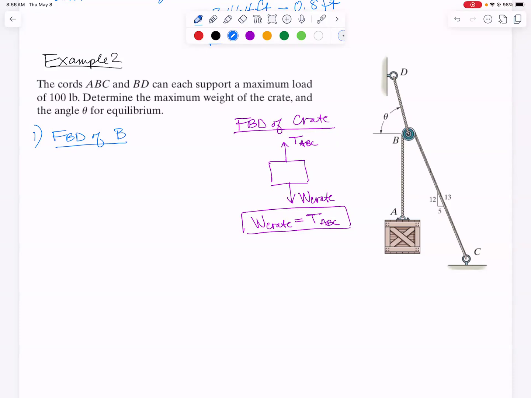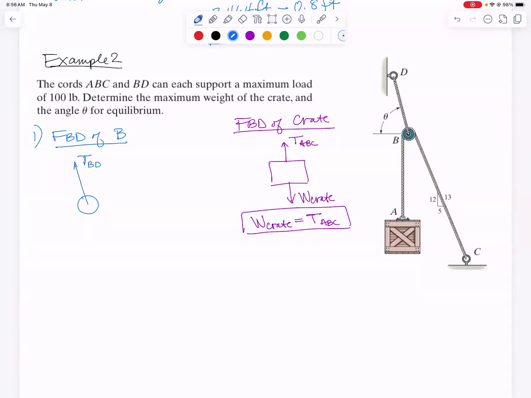The more important free body diagram here, though, is the free body diagram of pulley B. And we're going to treat that pulley like it is a particle, because all the forces meet at that pulley. We're not given a radius of the pulley, but it turns out it doesn't matter. It can be a big pulley or a really small pulley. All the forces meet at one location. So let's draw that free body diagram. And what I have is a tension in cable BD.